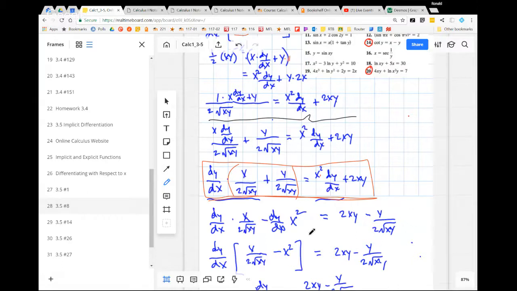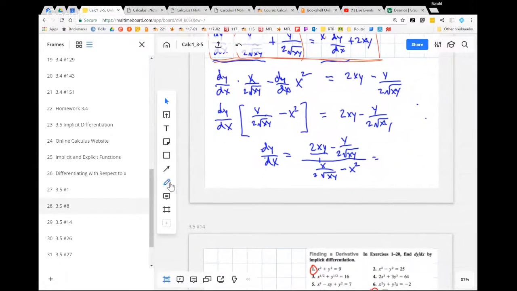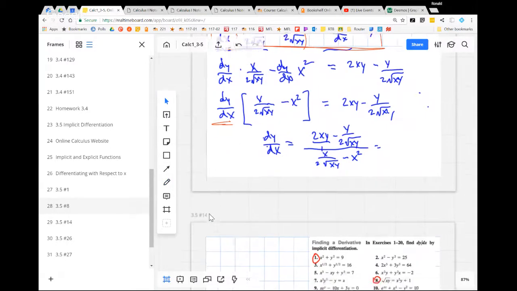Anyway, I don't know if I'm going to go any further, but the point is you get your dy dx terms together, and then at the very end, you factor out the dy dx, and when you factor that out, then you can divide both sides by the thing in the brackets. And that's pretty typical. Let's go on to number 14.